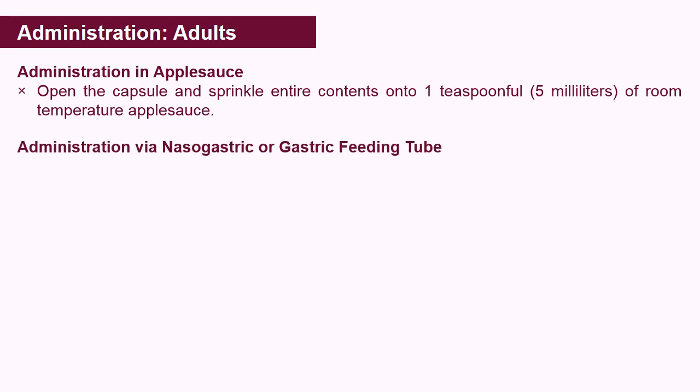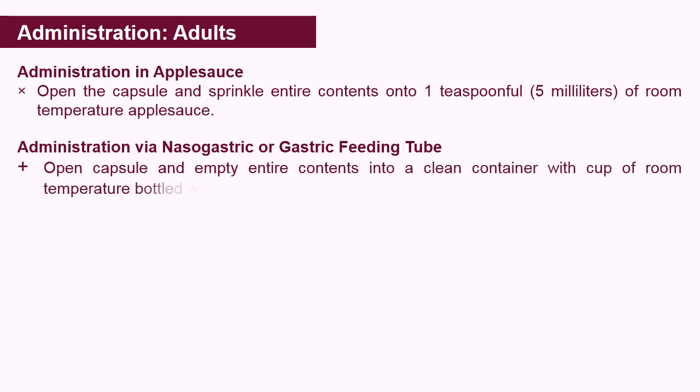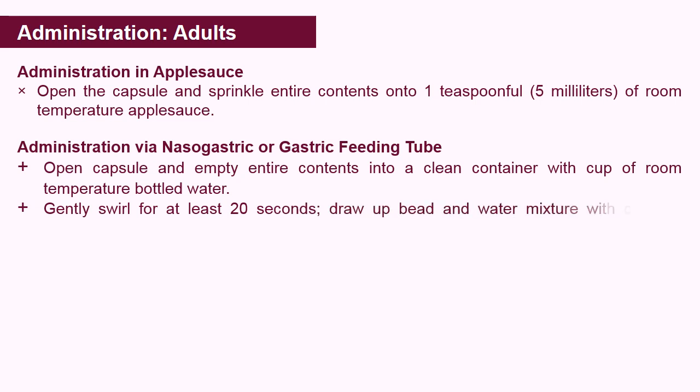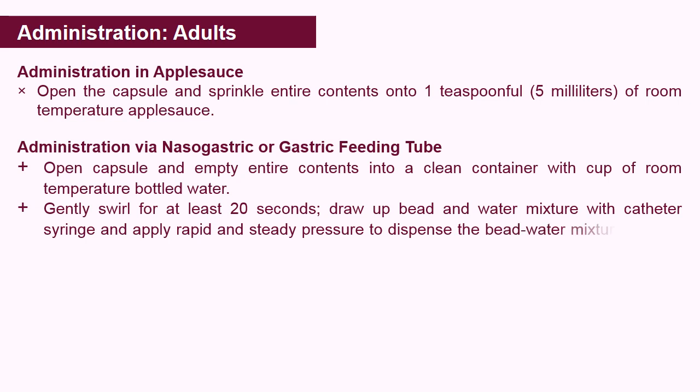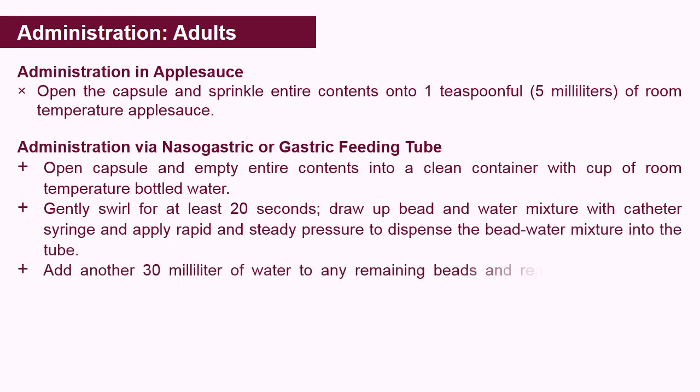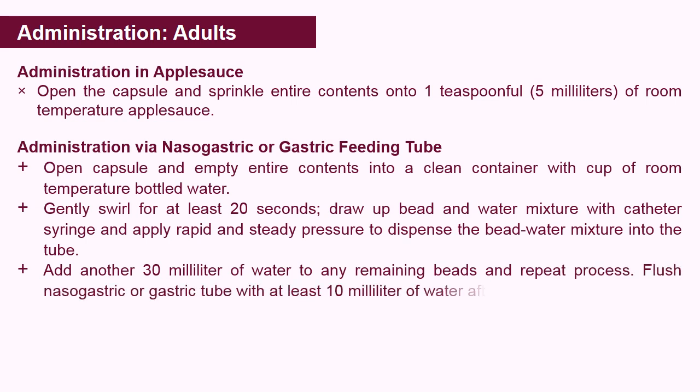Administration via nasogastric or gastric feeding tube: open capsule and empty entire contents into a clean container with a cup of room temperature bottled water. Gently swirl for at least 20 seconds, draw up bead and water mixture with catheter syringe and apply rapid and steady pressure to dispense the bead water mixture into the tube. Add another 30 ml of water to any remaining beads and repeat process. Flush nasogastric or gastric tube with at least 10 ml of water after administration. It is not necessary to flush all the beads through tube to deliver complete dose.